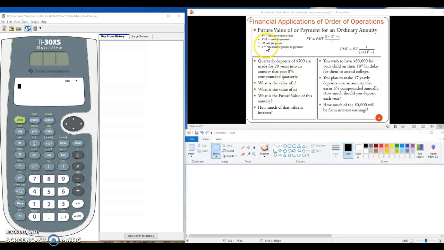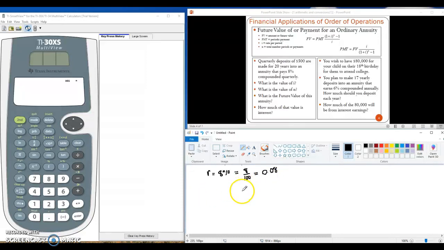Reading from above, I is the rate per period. So when I read this problem, the rate is equal to the 8%. As we learned in our previous examples, we need to divide that by 100 to change it into a decimal. So our rate is really 0.08.